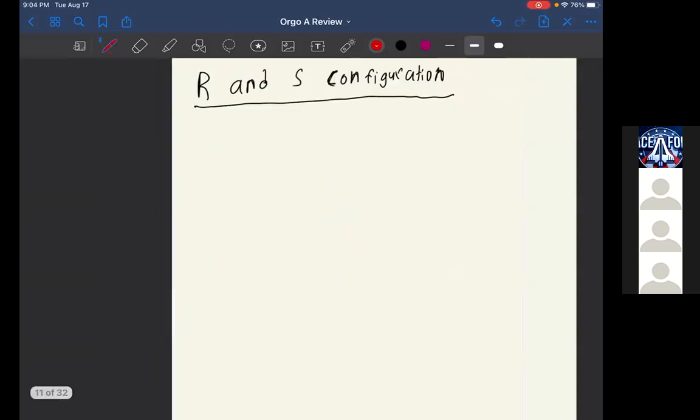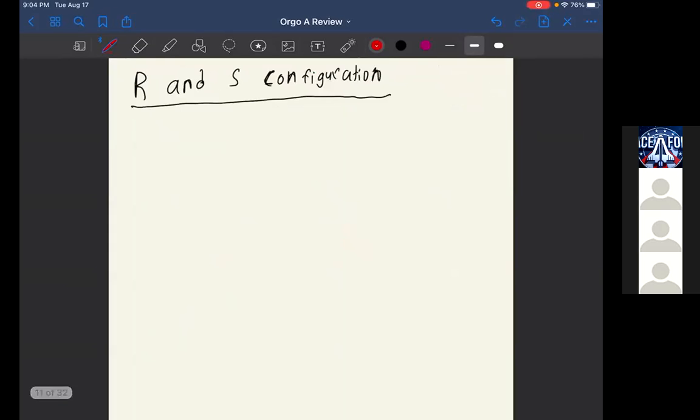Okay, sounds good. Okay, so R and S configuration. So R and S basically allows you to determine whether it's a meso compound, an enantiomer, or diastereoisomer, or if they're identical compounds. And all you really need to know for R and S is you need to know your atomic number chart.